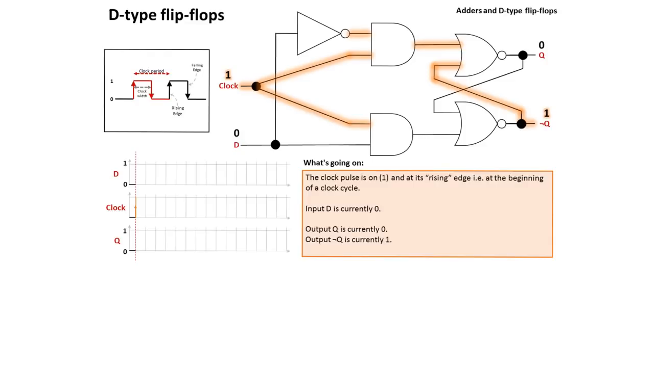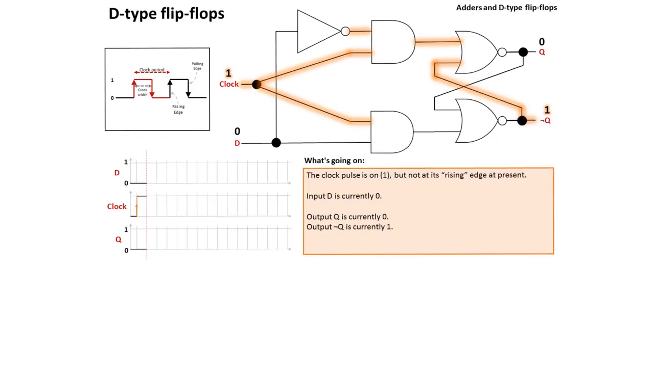So currently D is set to 0. The clock is currently set to 1. In other words, the clock pulse is on. It's at its rising edge. We're at the beginning of a clock cycle. And Q is currently 0. So here we are in the middle of our clock cycle. The clock pulse is currently on. We're not at the rising edge, however. The input D is still at 0, and the output Q is being held at 0.